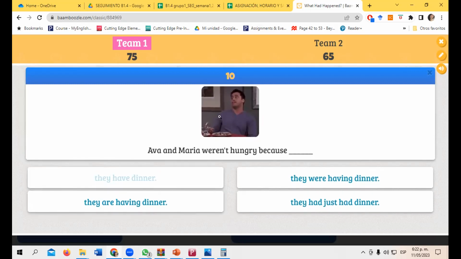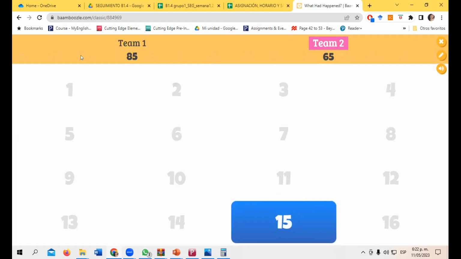They were having dinner. They had just had dinner. This option D. Okay, yes. They had just had dinner. Good. Always there are the possibility that they are two had. Dos veces had. I mean, dos respuestas posibles.